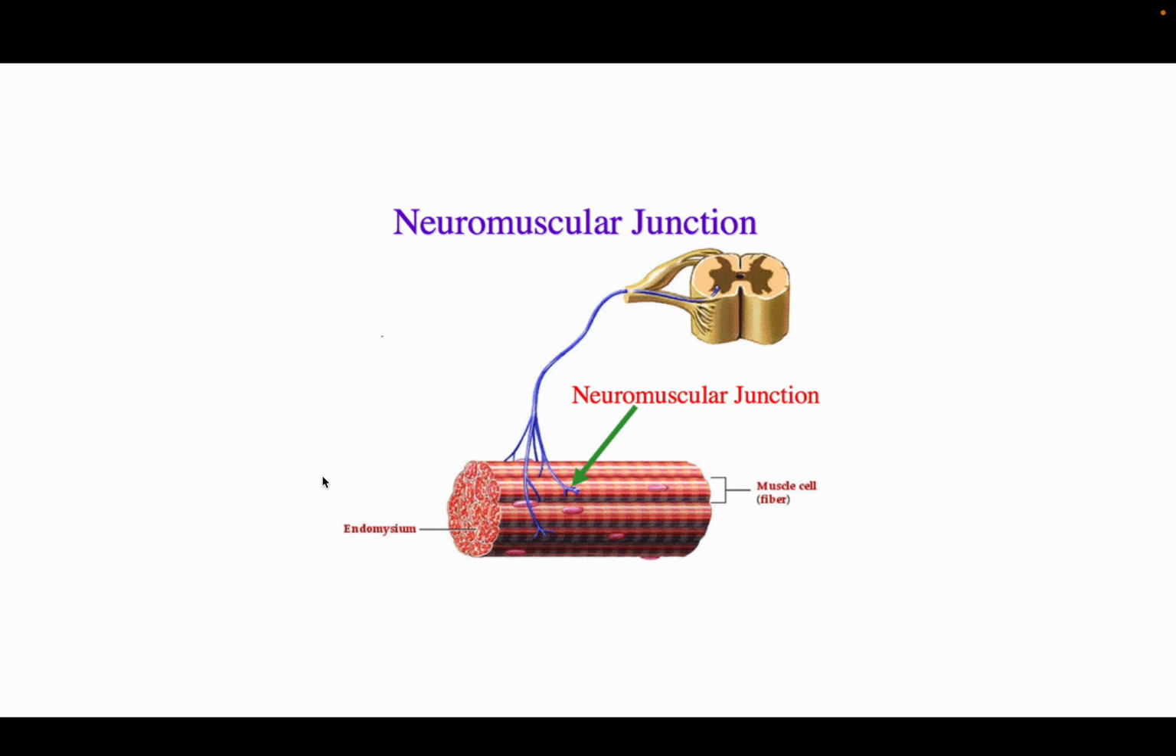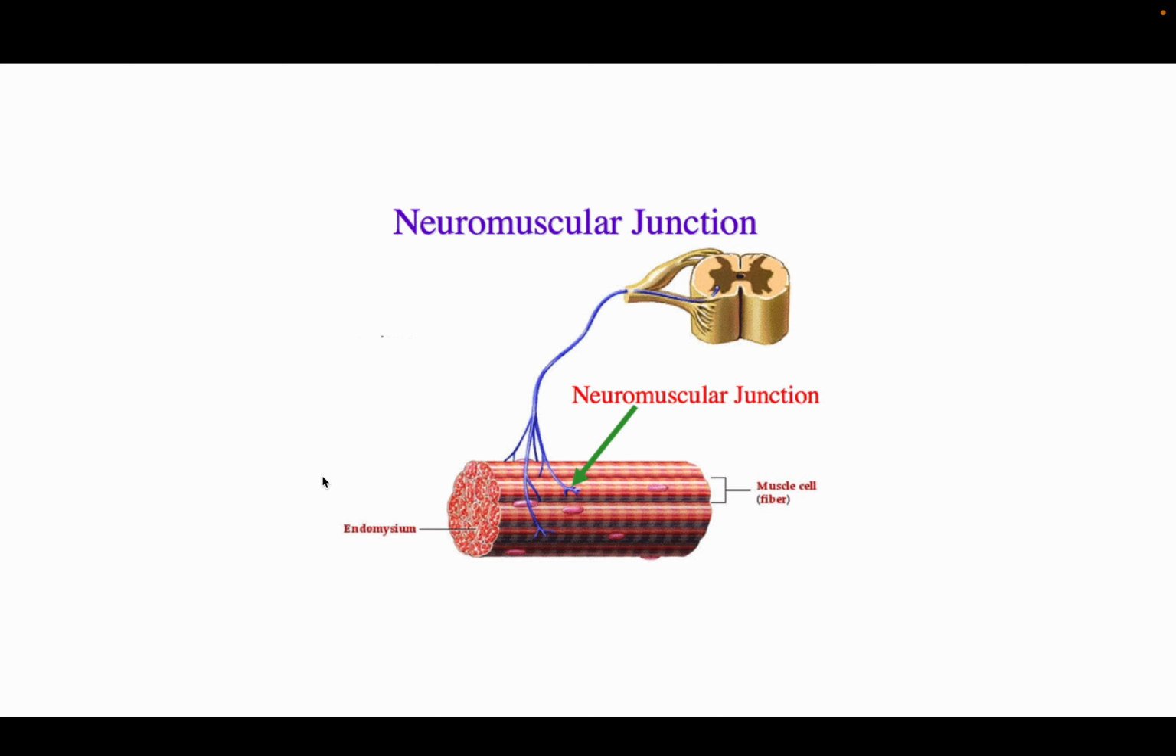So what's the neuromuscular junction? It's the synapse, or the connection, between the end plate of the motor neuron and the muscle fibers. This is the place where the nervous system communicates with the muscles to initiate contraction.